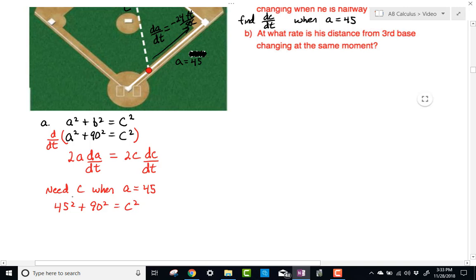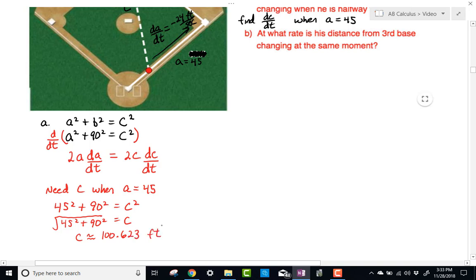If we add 45 squared and 90 squared, I'm not sure what we get, but I do know that if we take the square root of 45 squared plus 90 squared, that's going to equal C. And so C is going to be approximately, rounding to 3 decimals here, 100.623 feet.